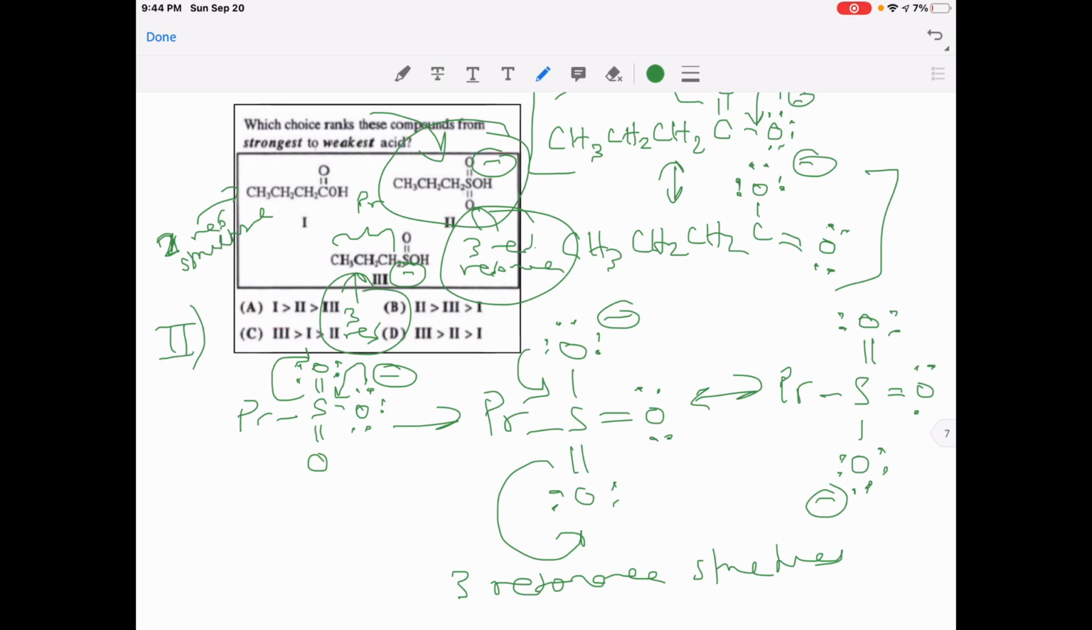So that already leaves out B as our final answer. But just to look at the other two, the follow-up to number 2 would be number 3, since there are still 3 resonance structures there as compared to 1, which only has 2. So that gives us B as our final answer.